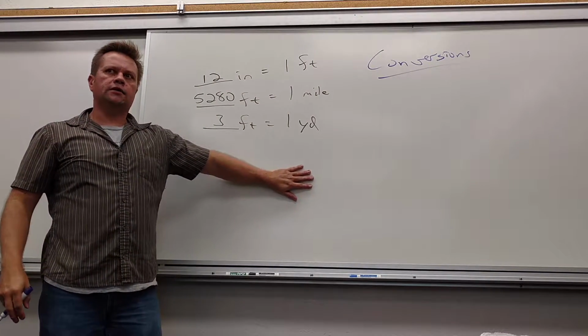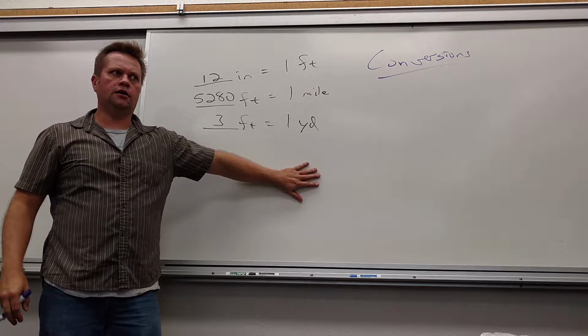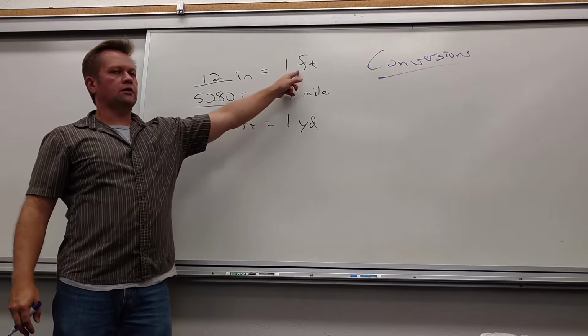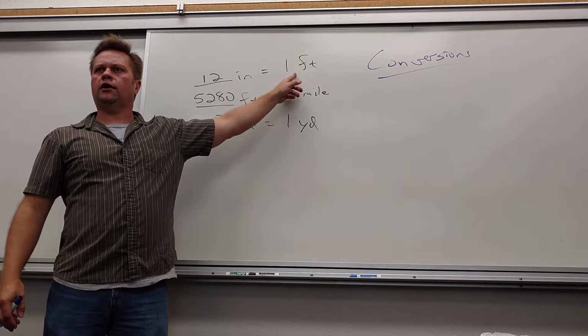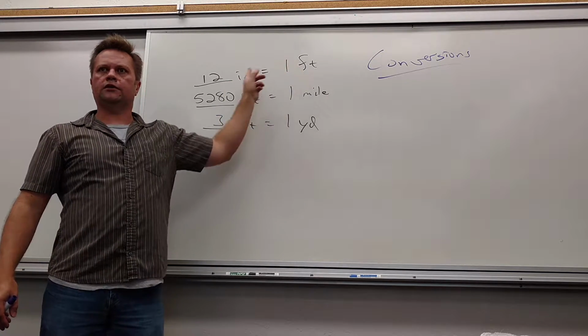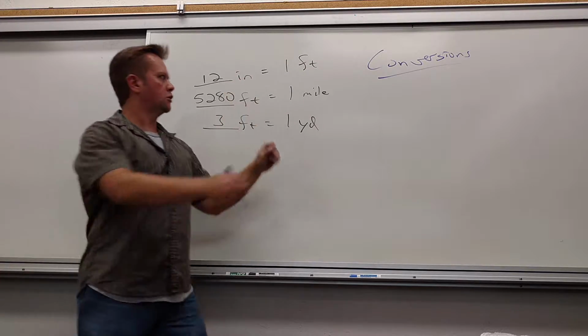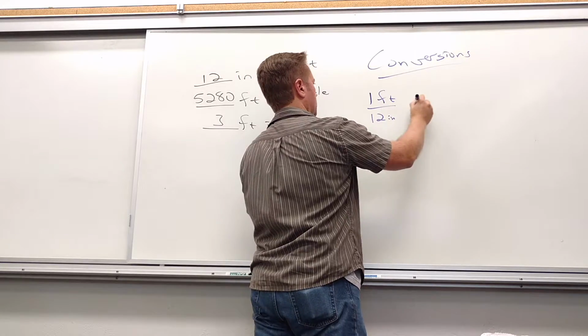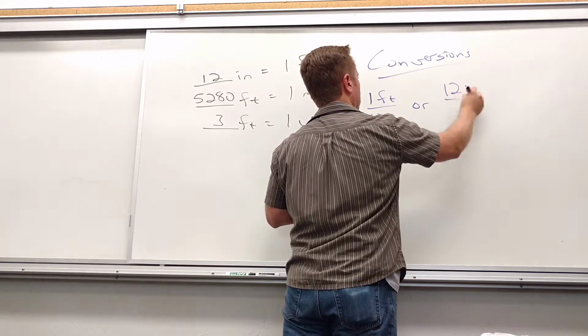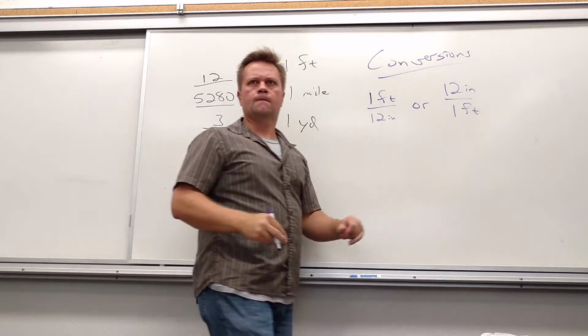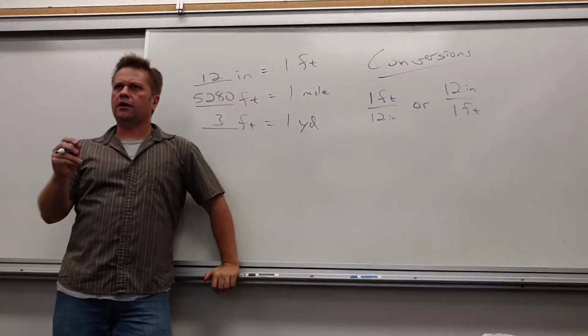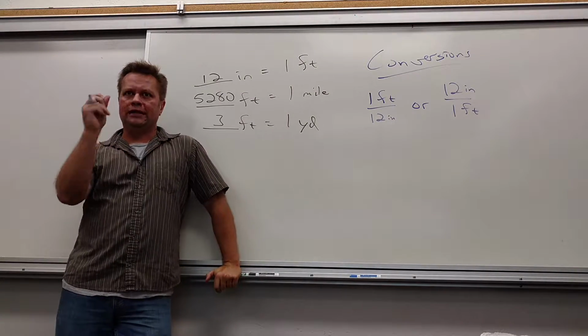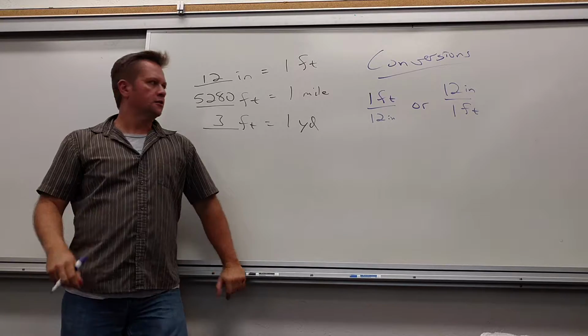So here's the idea. This is kind of nifty. I can write this as a ratio, right? For every foot there are 12 inches. So I could write 1 foot to 12 inches, or I could write 12 inches to 1 foot. Now think about it. 1 foot is 12 inches.